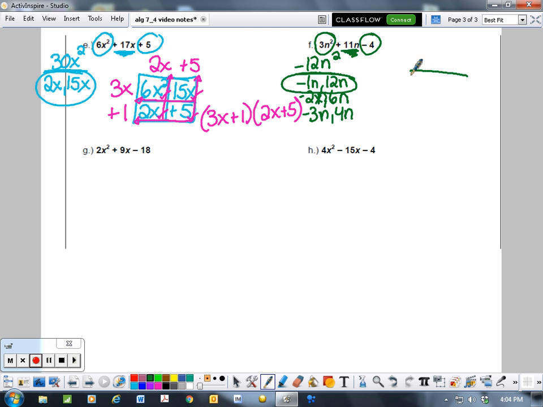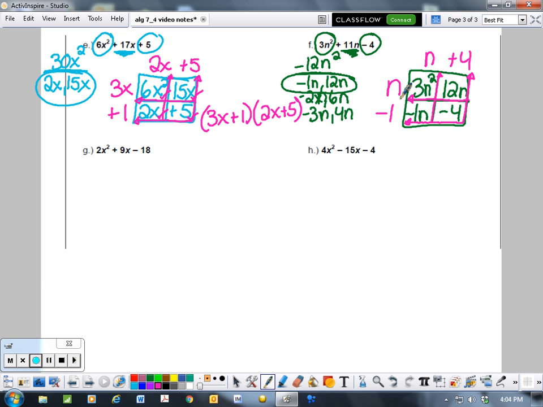So now I'm going to draw my box. 3n squared, negative 4, negative 1n, and positive 12n. And then we find common factors. So across here is negative 1. Across here is n. Up here is n. And up here is 4.